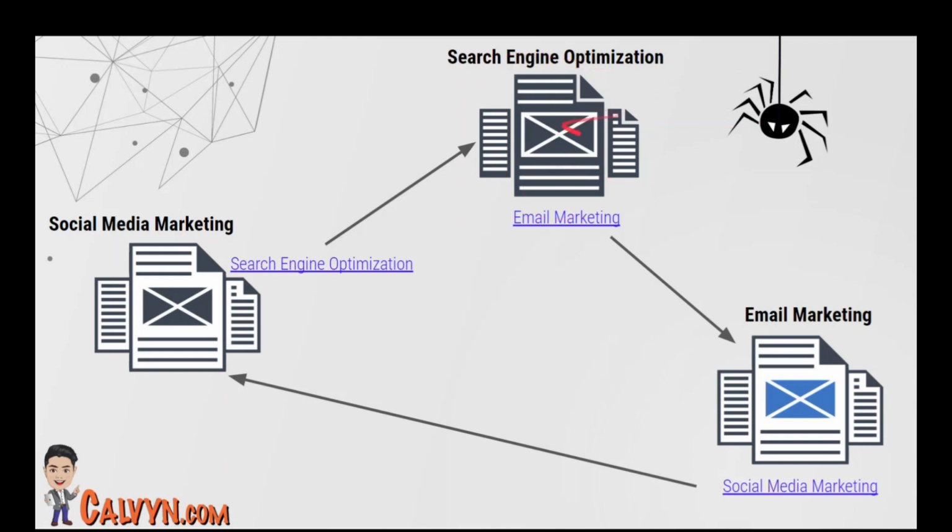So the spider comes to crawl your page, they see a link, they follow the link, and they will go to your email marketing section, right? So after that, when they come to this page, they crawl. They see you have this social media page, they will follow the link and go to this page and crawl it. So this is why we say we need to have internal linking, right?